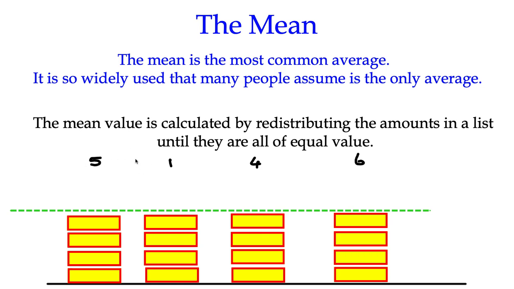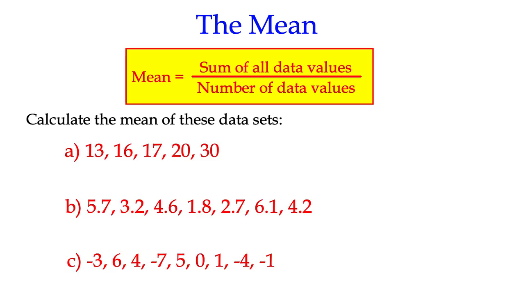And the alternative is that, as you may well have known already, we can say we've got 5 plus 1 plus 4 plus 6 equals 16, sorry, my bad, and then we share that out into 4 parts. So let's have a look at how we might set that out. The mean is the sum of all the data values, added together, divided by how many data values there are. In our case, the sum was 16, and the number of data values was 4. 16 divided by 4 is 4.